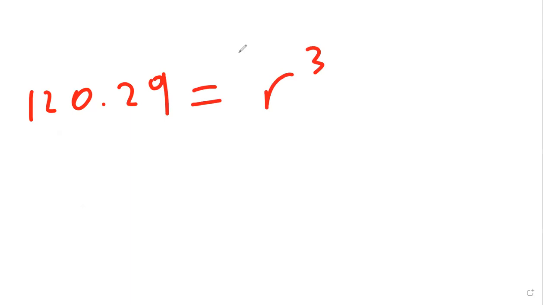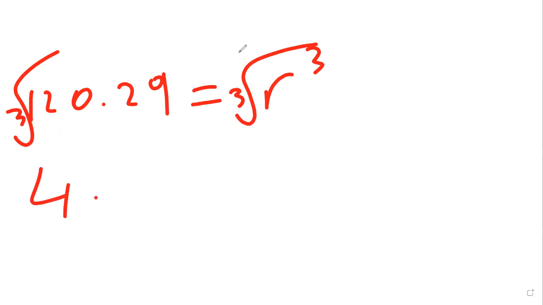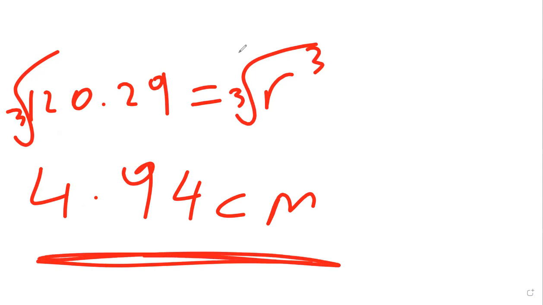Now, the question is, we want to find r, but what is the opposite of a cube? The opposite of a cube is a cube root. Whatever we do on one side, we do the same thing on the other side. So we put this in our calculator, and this is going to give you an approximate. So my answer to two decimal places would be 4.94 centimeters. There you go.